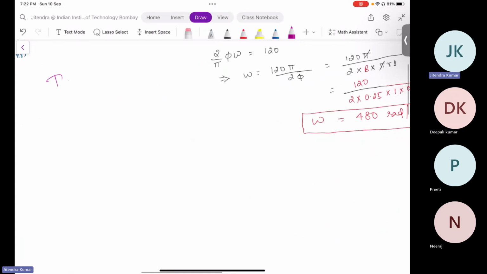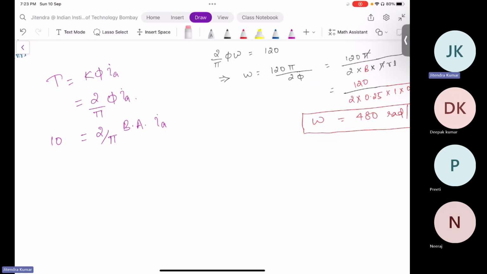The relationship between torque and current is K phi Ia. Here we have taken K as 2 by pi. So torque is K phi Ia, and we can write 10 Newton meter is equal to 2 by pi into phi, where phi is nothing but the same thing, B into A, into IA. First let me find out the phi.